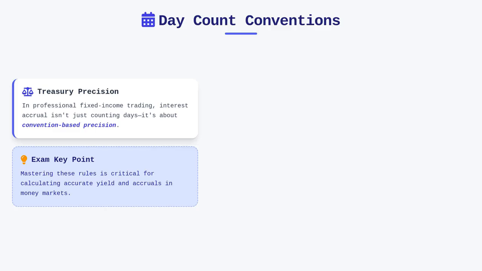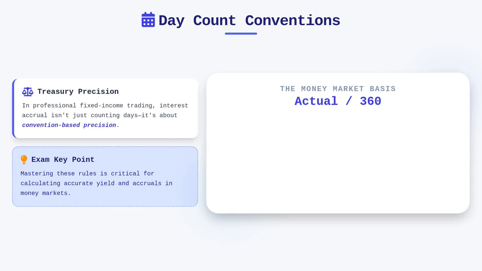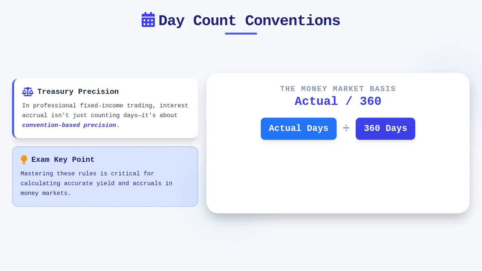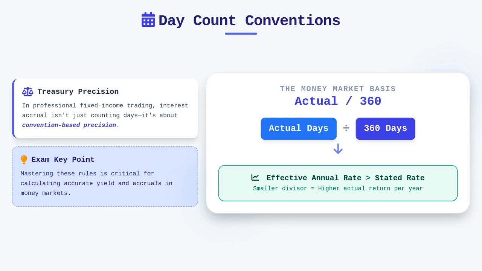The most common convention you will encounter in money markets is the actual/360 method, often referred to as the money market basis. Under this rule, we count the actual number of days that have elapsed between two dates, but we divide that figure by a fixed denominator of 360 days. This means that if you hold an instrument for one full year, you are technically earning slightly more than the stated annual rate because your divisor is smaller than the actual number of days in a year.